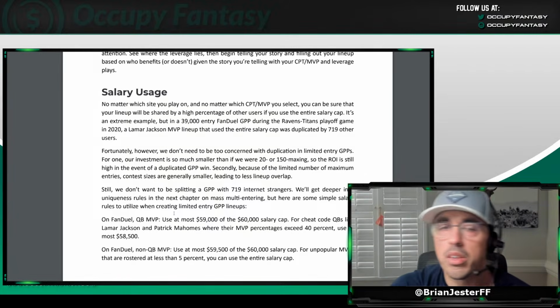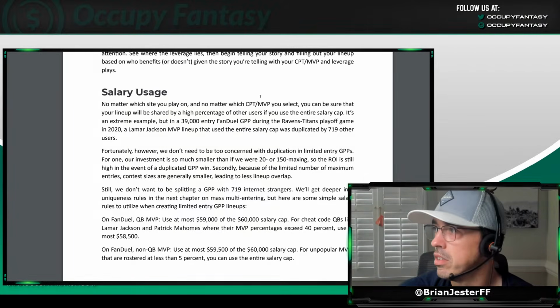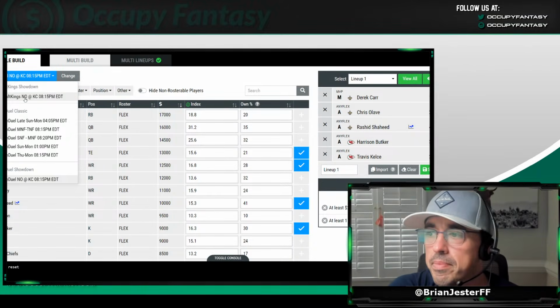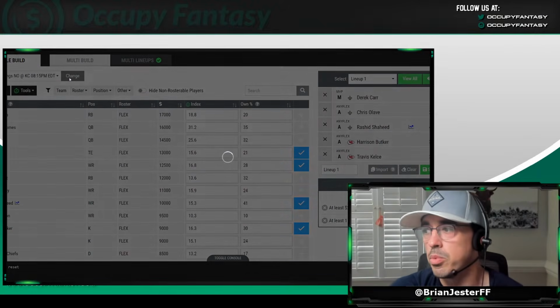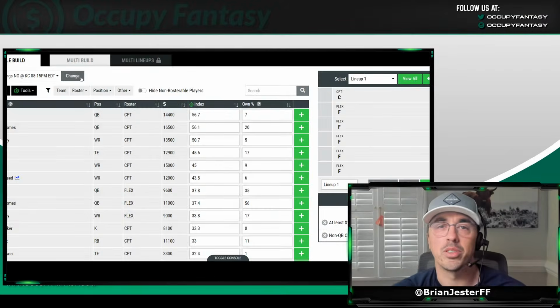Let me talk about how I use the builder to automate this process for small field GPPs. So let's go back to the lineup builder. And I'm going to use DraftKings for this example. You can use FanDuel as well, but I'll use DraftKings just because it's what I mostly play. But I already do have the rules and stuff set up. I was prepared for this stream for you guys.